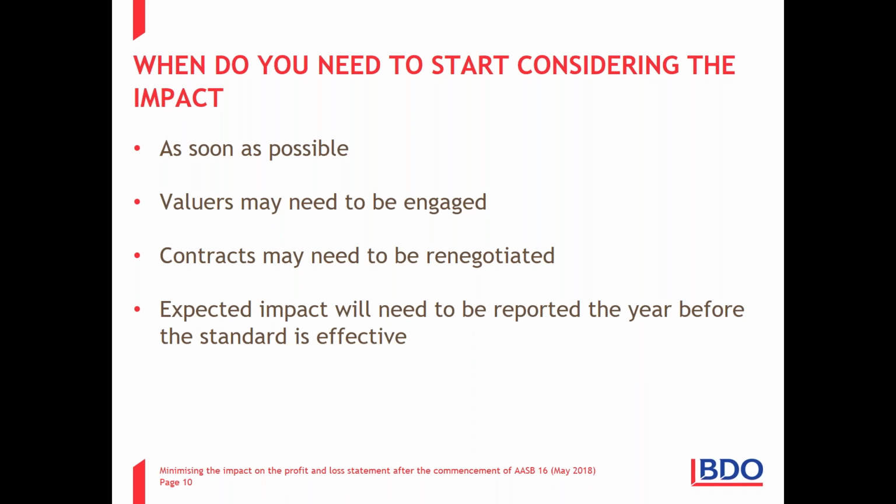And if you're a December year-end entity, when you prepare your 31 December 18 financial statements, you will need to detail the impact of the new accounting standards that are not yet effective, and this will include AASB 16. As AASB 16 will be effective by the time you sign your 31 December 18 financial statements, it might not be a good look for management to say that they are yet to assess the impact.